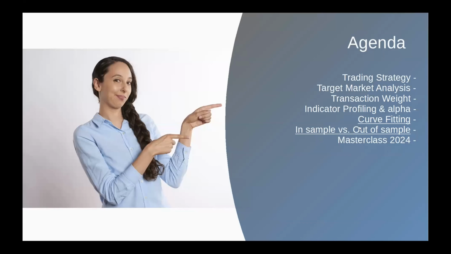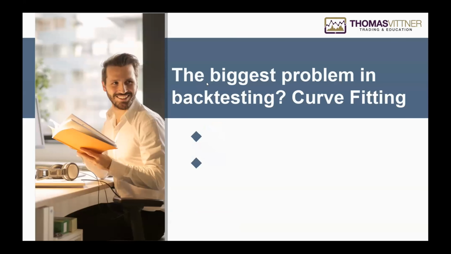The last topics I'm going to show you, the advanced topics, are about over-optimization, curve fitting, and in-sample versus out-of-sample. Because the biggest problem in backtesting is curve fitting. And also a problem is there is no red flag. You can't see if you have done curve fitting or not.